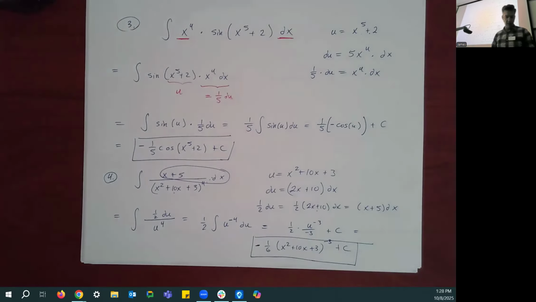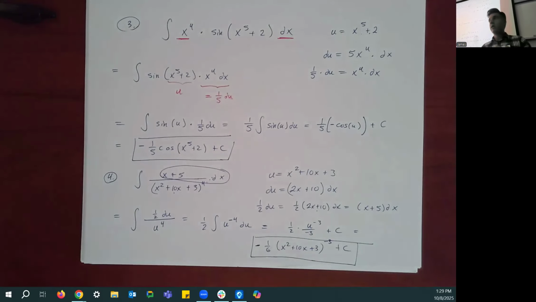So I would say your intuition should always be on the lookout for: is there something inside some argument or some function here? Is it sensible to try letting u equal that inside part? If I let u equal that inside part, does the derivative of that also show up somewhere else in my integral? That's what we should be thinking if we're thinking u-substitution.